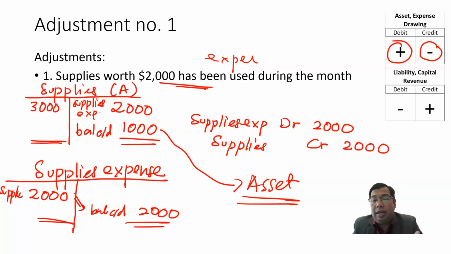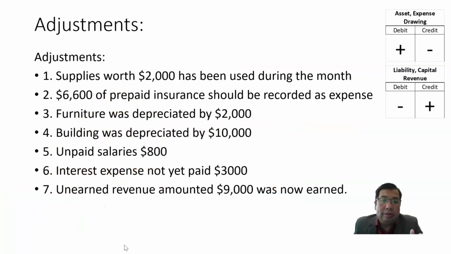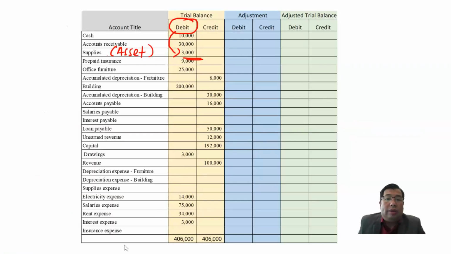Originally, it was given in the question as 3000, but this is not the correct figure. We need to reduce 2000 because we already used 2000. So that's why I'm going to put here 2000. So the balance will be 1000 here. Okay, this is the adjusted trial balance.